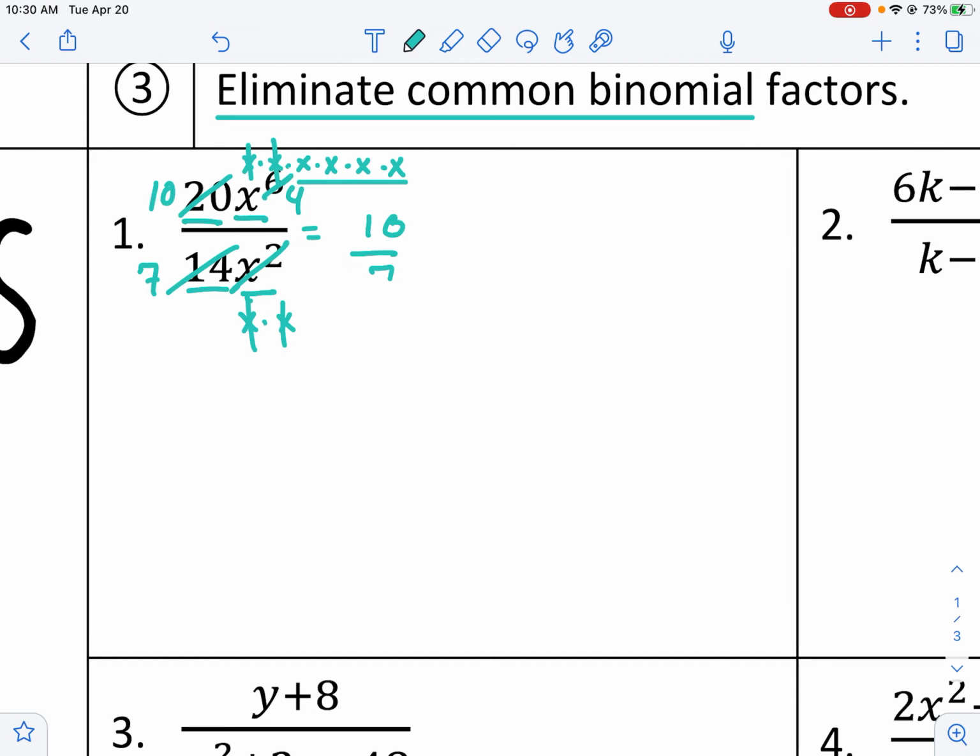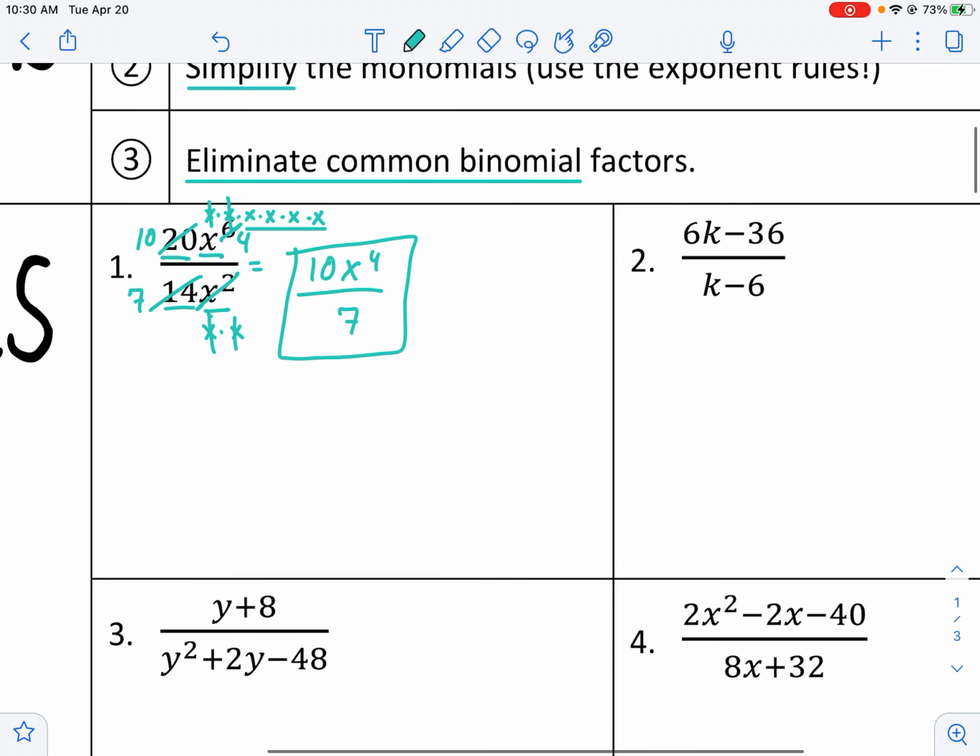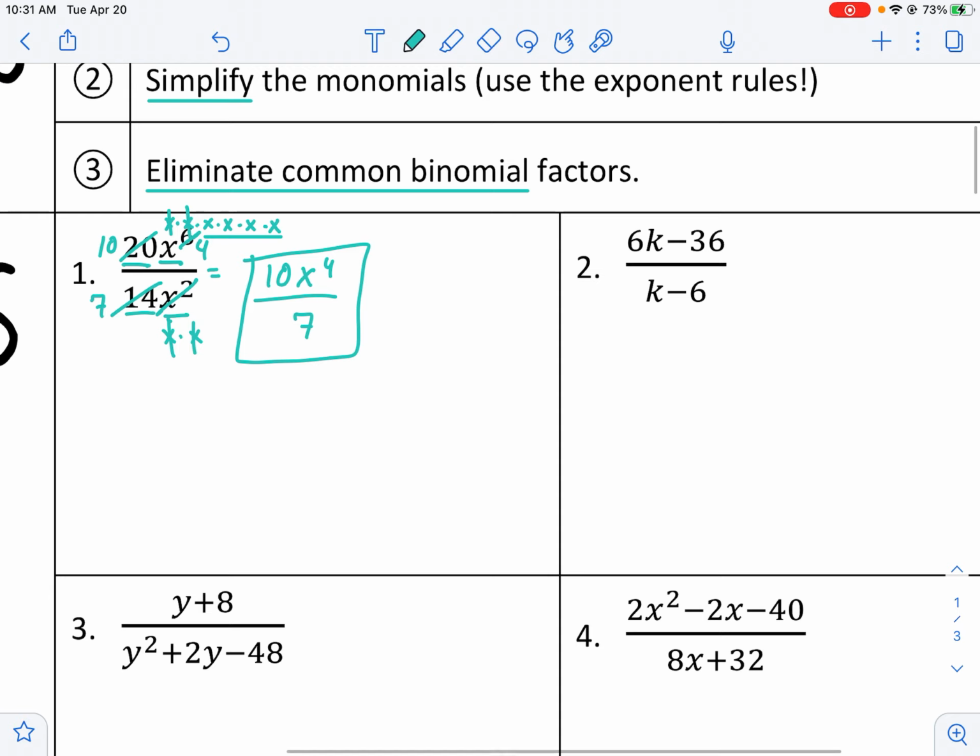So we have 10 over 7. Whoops, also in that top with 10 goes x to the 4th. So 10 x to the 4th divided by 7. Okay? Again, you can think about it as 6 minus 2 leaves us with x to the 4th as well.